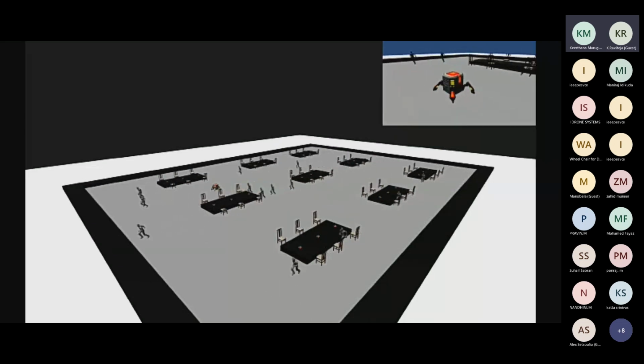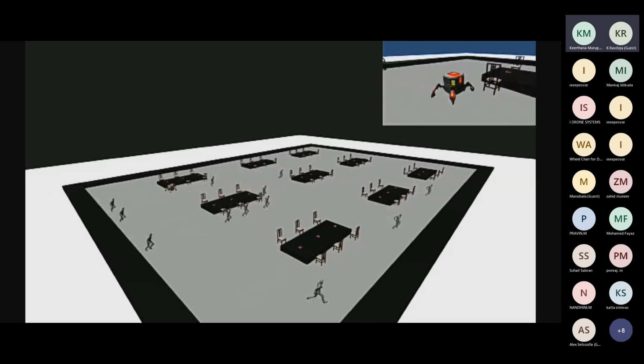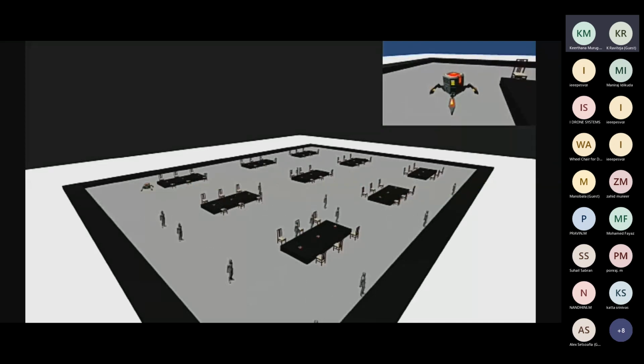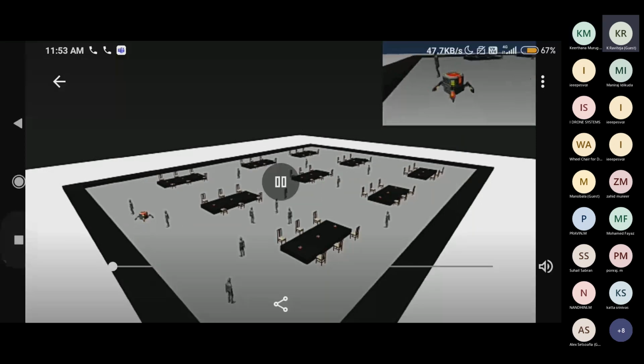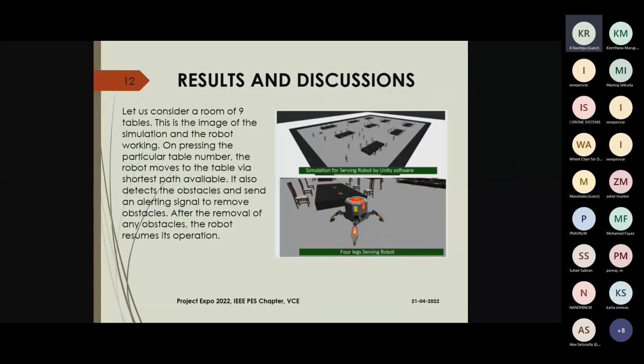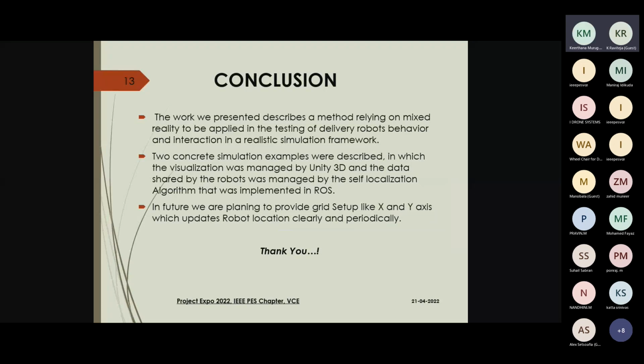When a human is standing or some obstacle is there, it sends an alerting signal, and after the removal of that obstacle manually, the robot resumes its operation. So this is all about research and discussion. And in conclusion, we may say that in future we are trying to give a grid-based setup which periodically updates the accurate location of the robot. Thank you, sir. Any queries?